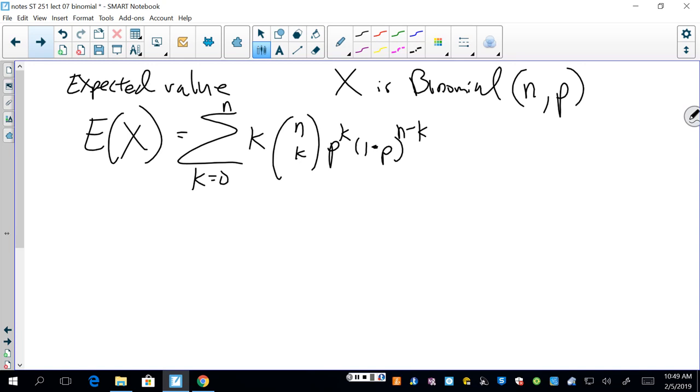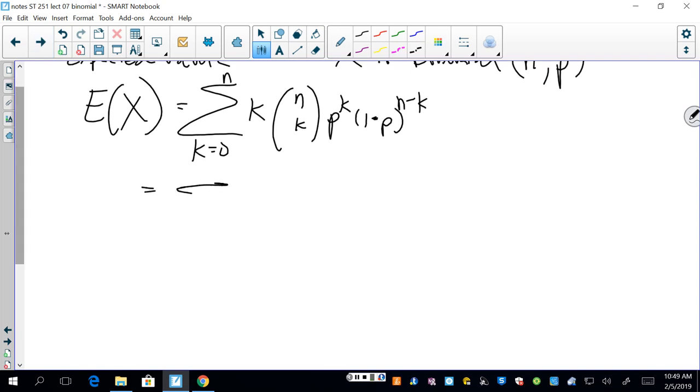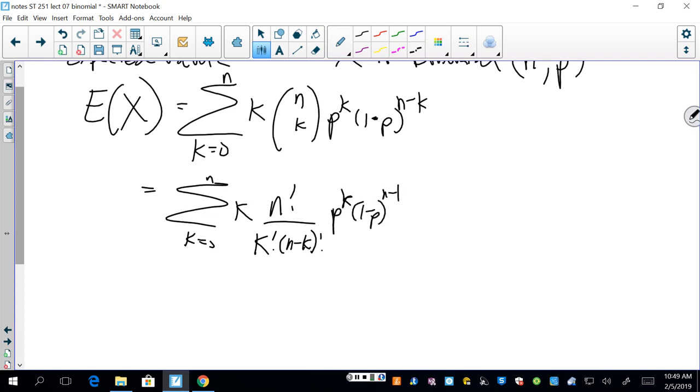Right? So now we want to try to simplify this to get a nicer form. And one thing we can do when you encounter something like this is, we have a symbol here that's a little more complex. So let's write out what that is. n factorial over k factorial, n minus k factorial, p to the k, 1 minus p to the n minus k. Expand things out by how they're defined.